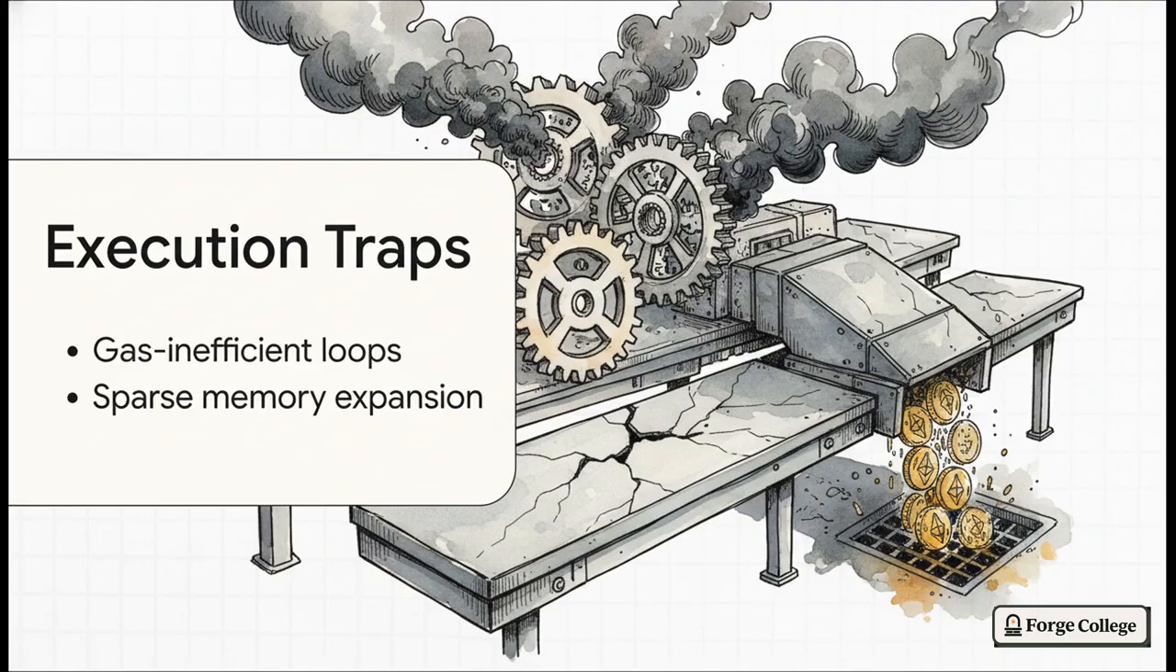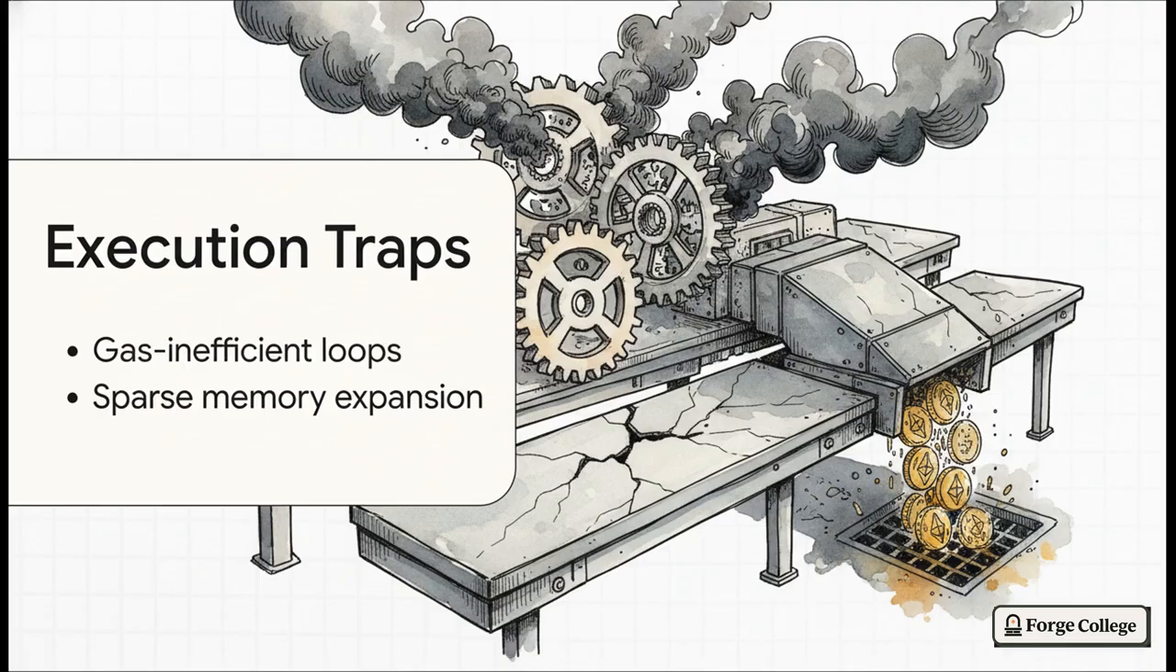First up, gas-inefficient storage loops. If you're running a loop that constantly uses sload to read and sstore to write back to the same state variable, you are paying heavy vault fees on every single iteration. A smart developer will just use a temporary memory variable and only write to storage once at the very end.